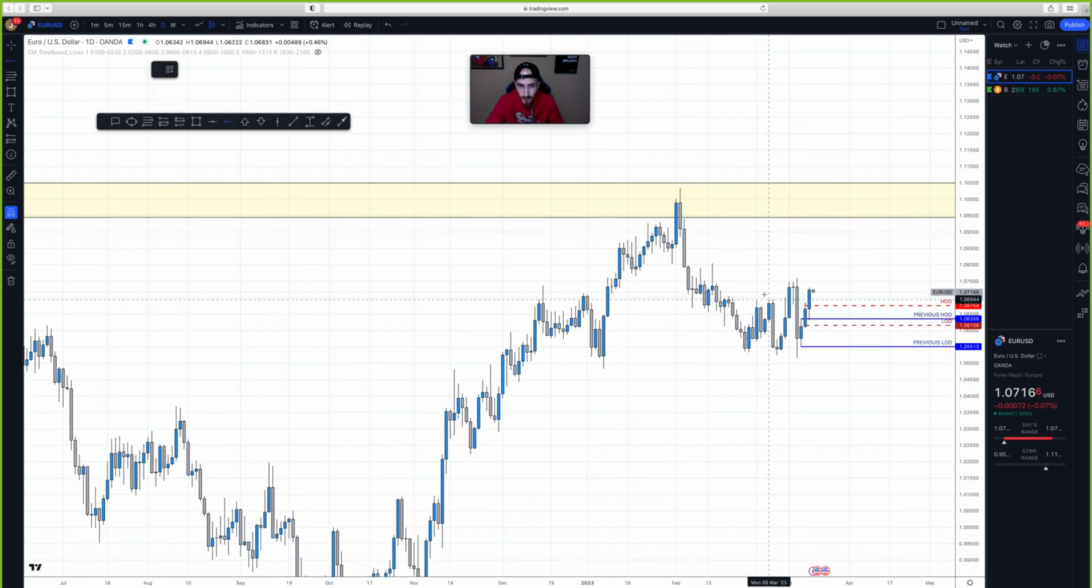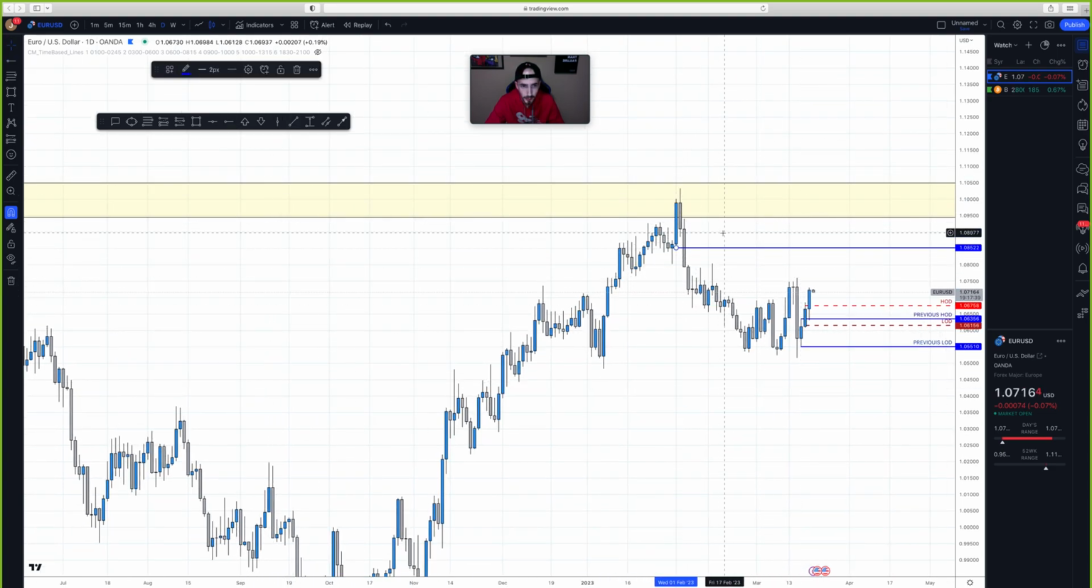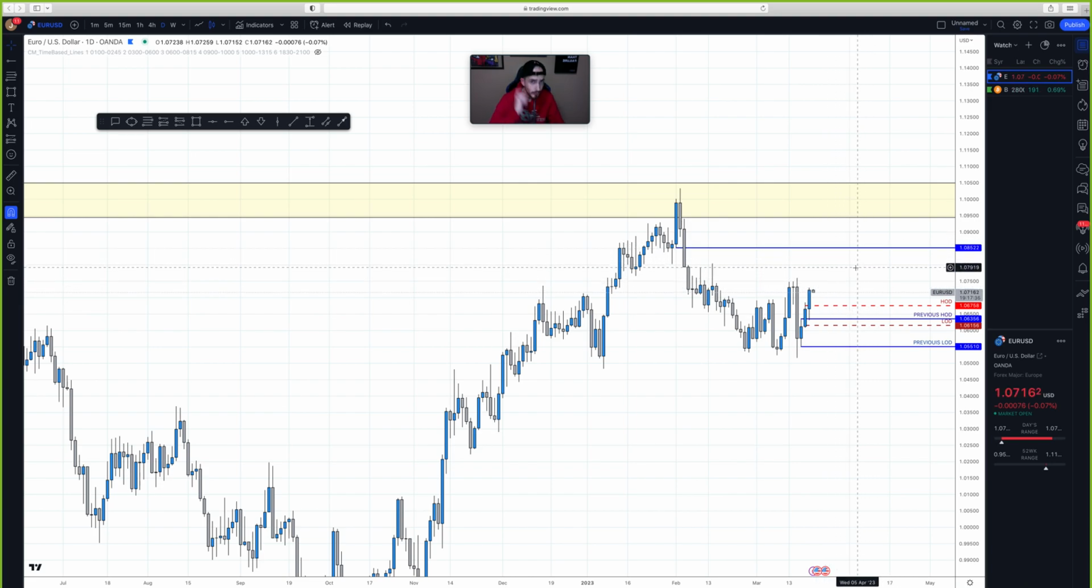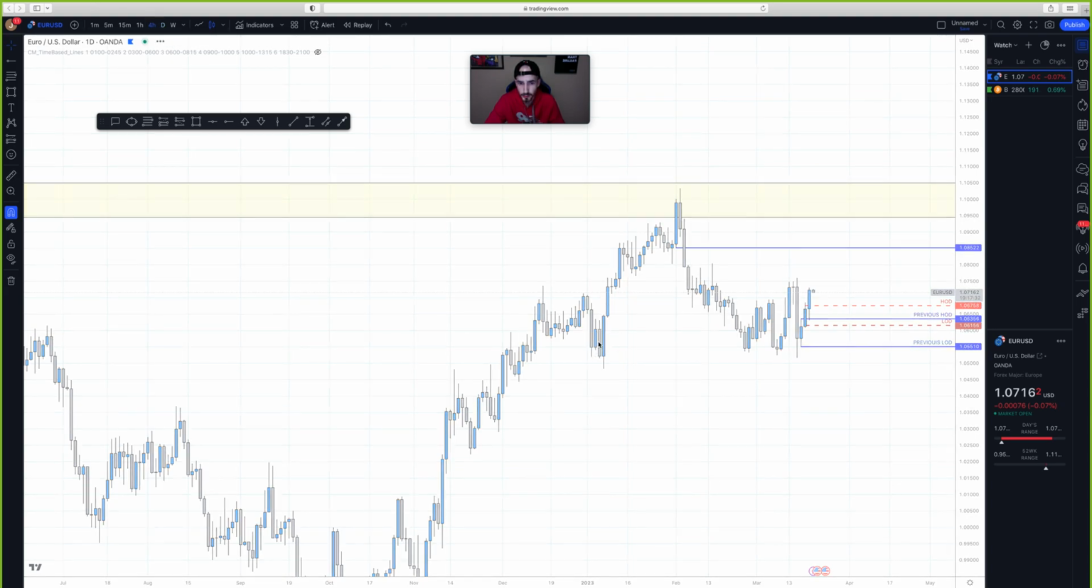That is a valid demand zone right here that we could probably see price pull back to in the next few days to continue a sell movement from this area. So that's something to keep in mind. Also, we're going to draw our area of demand that's coming from here.